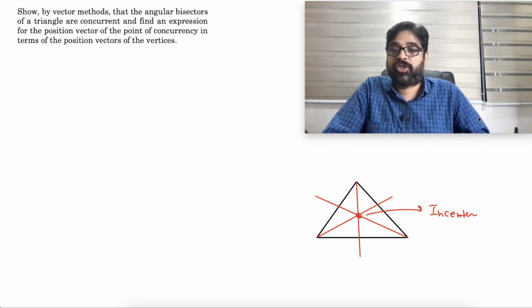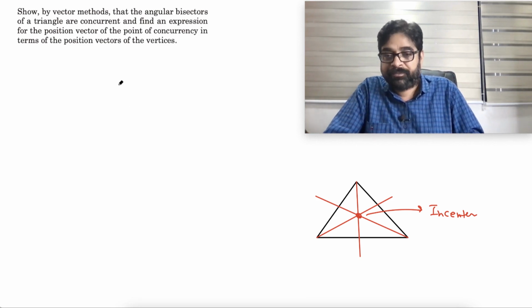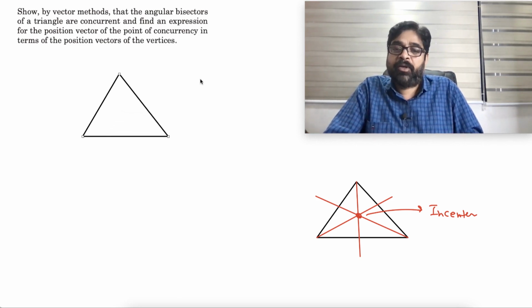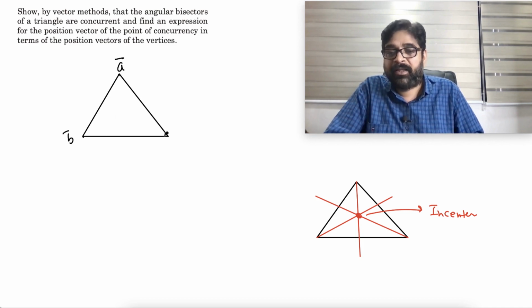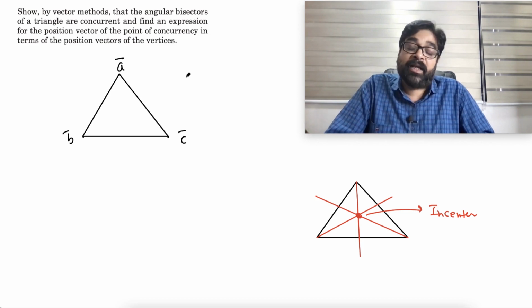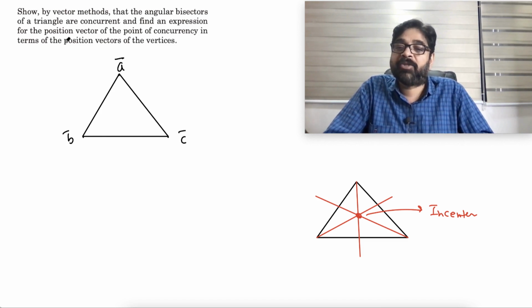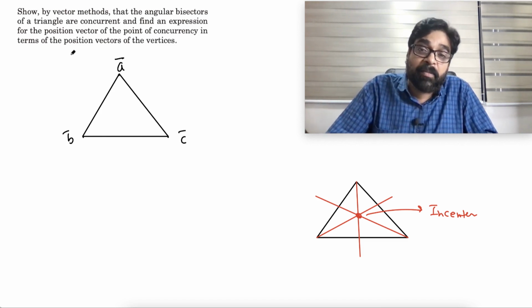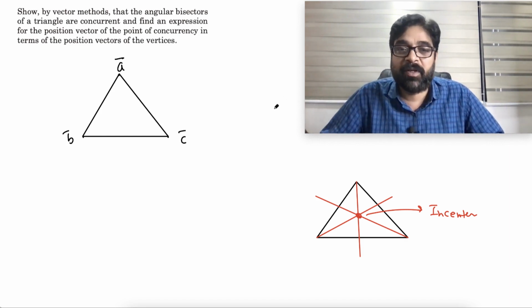Okay, let's start with the question. Prove by vector method that angular bisectors of a triangle are concurrent and find an expression for the position vector of the point of concurrency in terms of the position vectors of the vertices. Very simple way. You can do it by line equation also. I am not going to use the line equation. I will do it directly. Suppose this point is A, this point is B, this point is C. You may wonder, sir, why not take one point as origin? Yes, I can take it, but they are asking to find an expression of the position vector of the point of concurrency in terms of the position vectors of the vertices. If I take one as origin, it will not appear. This purpose will not be solved.